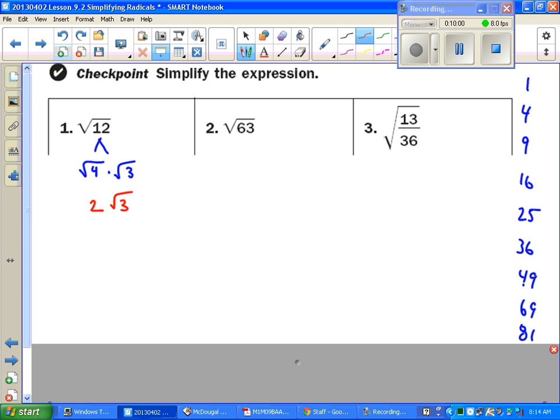It's not in the bottom of the fraction or denominator, and there's no fraction under the radical. So that's your simplified answer, 2 times the square root of 3.